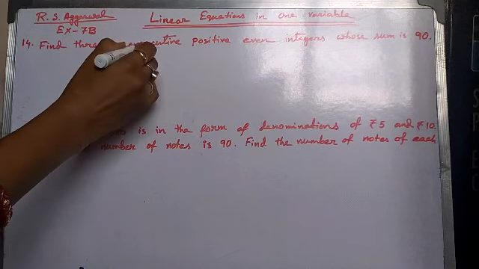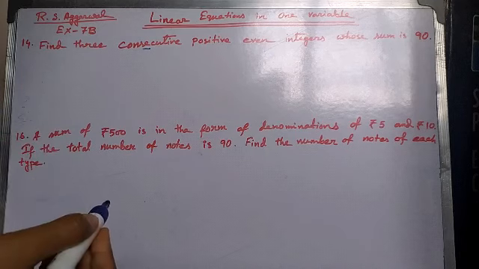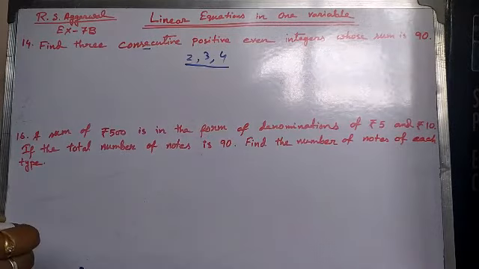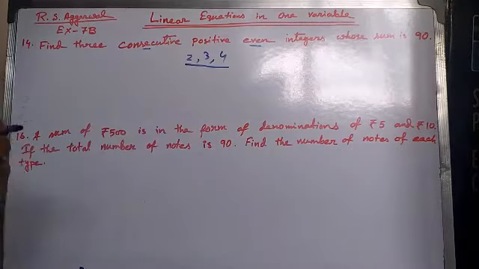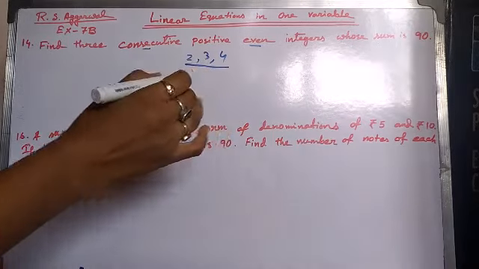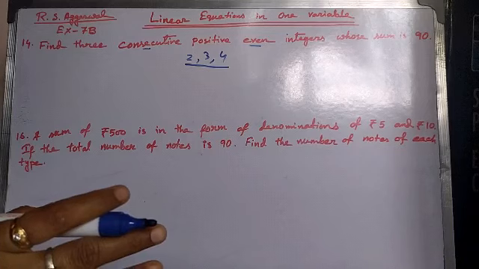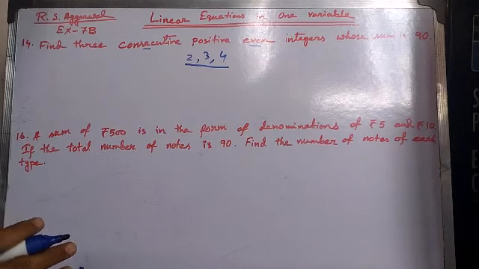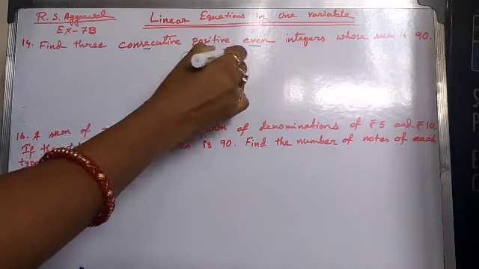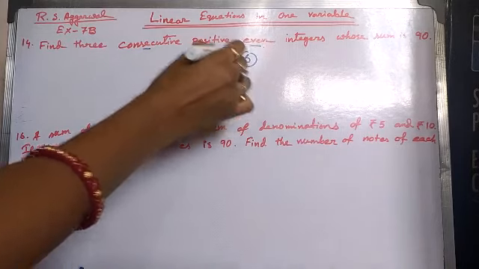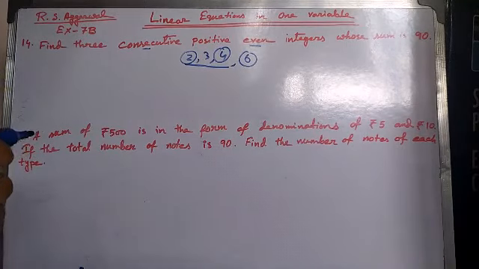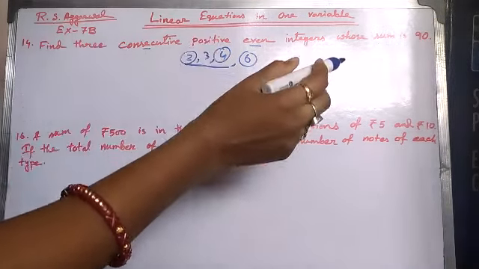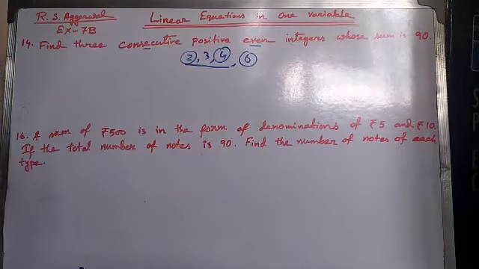Here consecutive means one after another, that means 2, 3, 4, these all are consecutive numbers. But here it is given consecutive positive even numbers. Positive numbers go from 1 unlimitedly, that means infinity: 1, 2, 3, 4, 5, 6, and so on. And even numbers mean 2, 4, 6. These are consecutive even numbers. So here we have to find three consecutive even numbers whose sum is 90.